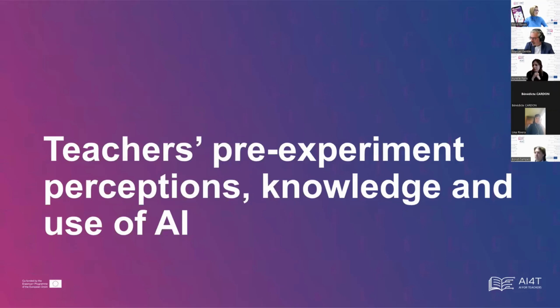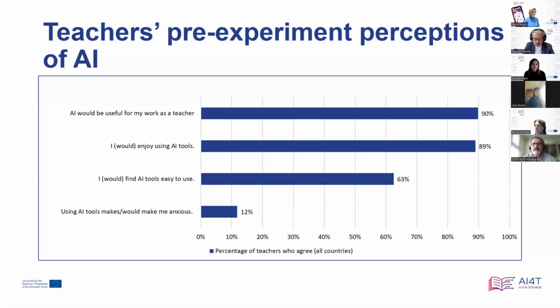So I will first present the teachers' pre-experiment perceptions, knowledge, and use of AI, which I will illustrate with a few results for these 3 outcomes. At the beginning of the experiment, a striking result that we had is that teachers had a highly positive attitude towards AI. We can see a high level of agreement with the usefulness of AI, with the enjoyment in using AI, and the perceived ease of use of AI. On the other hand, a few teachers indicated that they thought using AI tools would make them anxious.